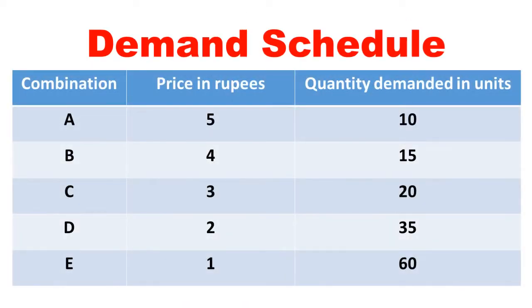Demand schedule. Let us look at the demand schedule. It is imaginary, hypothetical. We have taken 5 different situations or 5 different combinations. You can observe here price and quantity demanded. Under the first situation, when the price of the good is 5, the quantity demanded in units is 10. 10 units are demanded at 5 rupees. What happened in the next price level? That is the second price, that is B: 4 rupees. The price has come down to 4 rupees.